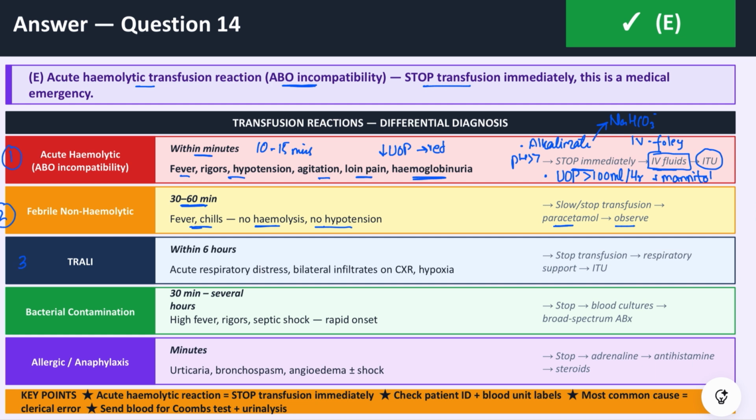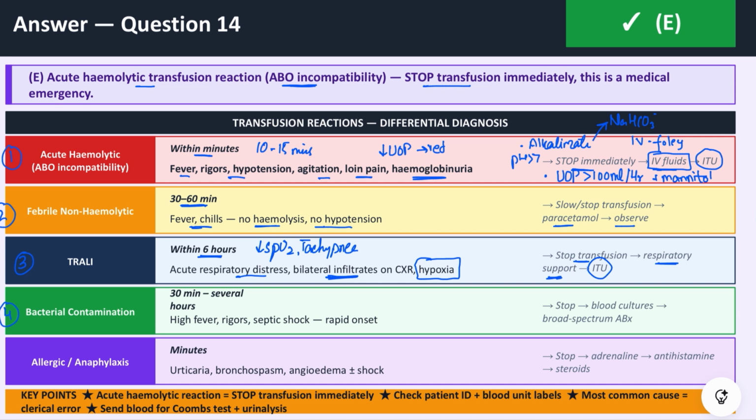Then we have transfusion associated lung injury. It will take within 6 hours to develop, and the patient will develop acute respiratory distress. How will it manifest? It will manifest in the form of decreased oxygen saturation, and the patient can develop tachypnea as well. On the X-ray, there will be bilateral infiltrates, and hypoxia is going to be the most important giveaway for this. Again, the most important step in every transfusion reaction is to stop the transfusion. For this, you will get respiratory support from the respiratory team and shift the patient to the ICU.